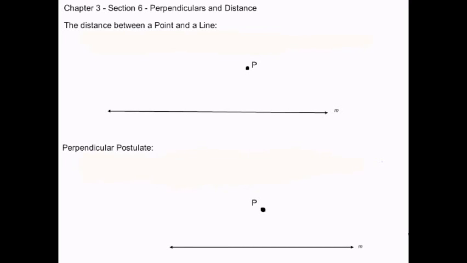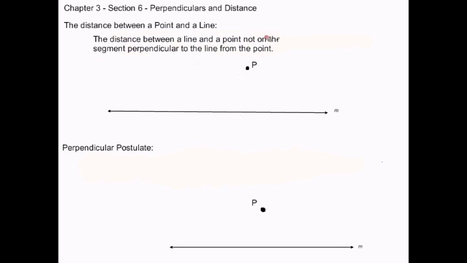The last section of chapter 3 is about perpendiculars and distance. The first thing we want to discuss is the distance between a point and a line. When we look at this, we have a point and we have a line, and the distance between a line and a point not on the line is the length of the segment perpendicular to the line from the point.